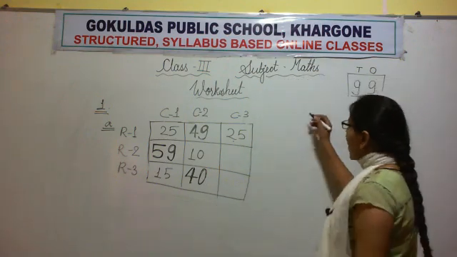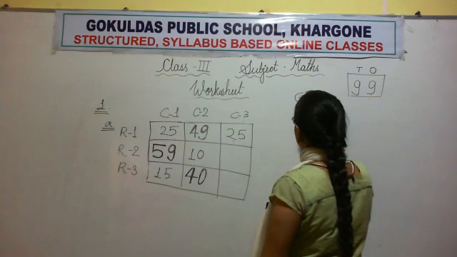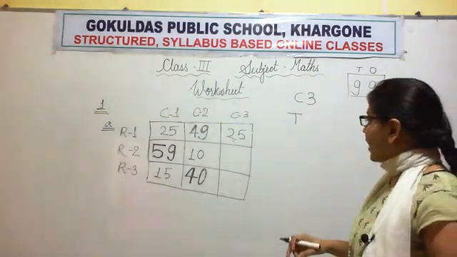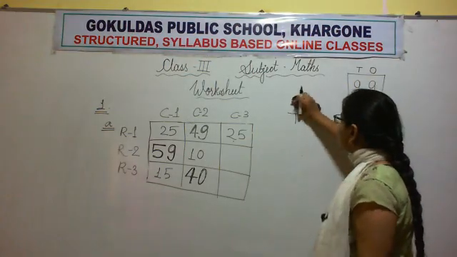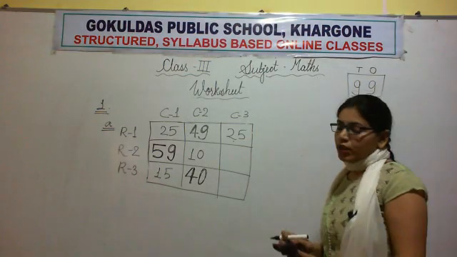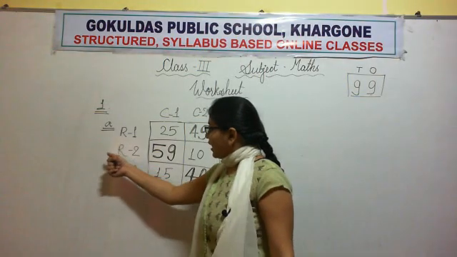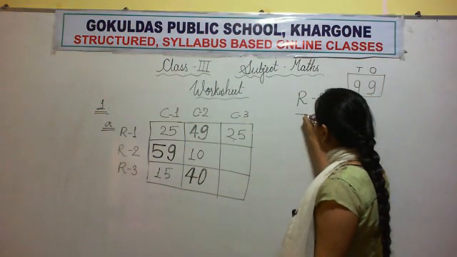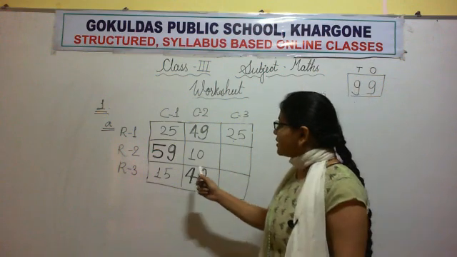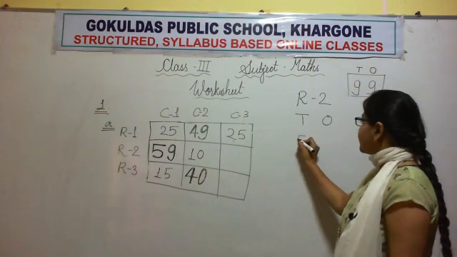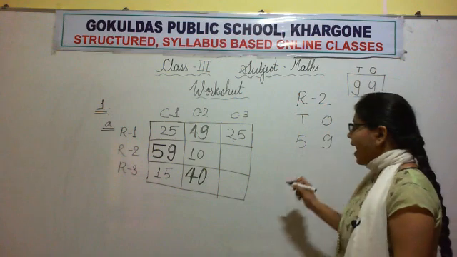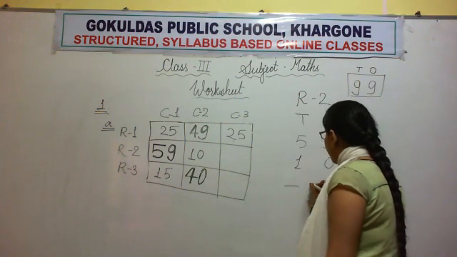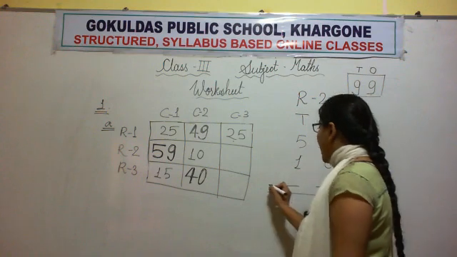Okay. Now column 3. If we will solve column 3, only one box is filled there. So how we will find out the value? So now we will deal with row 2. Second row, again we will write tens and ones. First number is 59 and second number is 10. And the third number we have to find out.